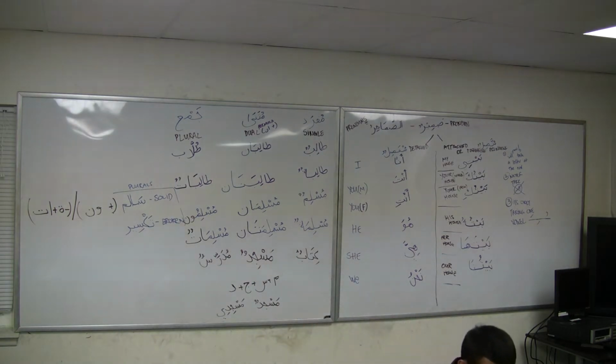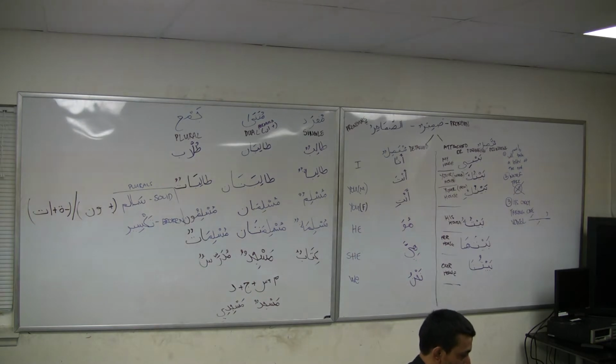So masjidi, masjid. Give me one second, I'll look at them. Masjid, masjid, it needs to be a vowel and a dal. It was masjidun that we started with, so it's masjiduka, masjiduhu, masjiduha, masjiduna. We, our masjid. Masjiduna.